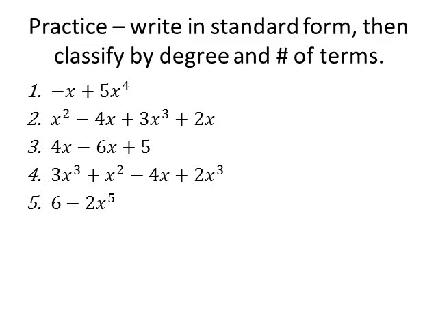Number 3, you can combine 4x and minus 6x to get minus 2x. So it's negative 2x plus 5, which is a linear binomial. Then you have number 4, where the 3x to the third and the 2x to the third combine to give you 5x to the third. So you have 5x to the third plus x squared minus 4x, and that's a cubic trinomial. And then finally, you have number 5, where you rearrange the order. You get negative 2x to the fifth plus 6, which is a quintic binomial.